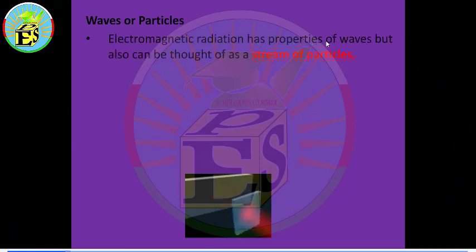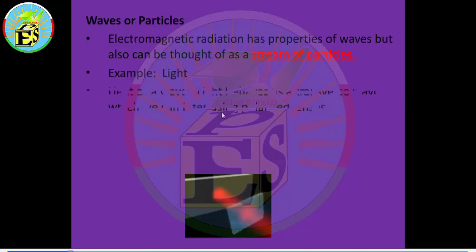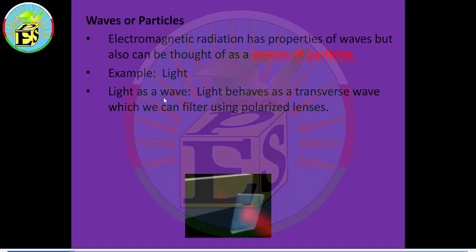Waves or particles? Electromagnetic radiation has properties of waves but also can be thought of as a stream of particles. It means light is electromagnetic waves, but light can also have the properties of particles. Example, light as a wave: light behaves as a transverse wave which can be filtered using polarized lenses. A polarized lens has the ability to pass some waves and prevent others from passing through it.